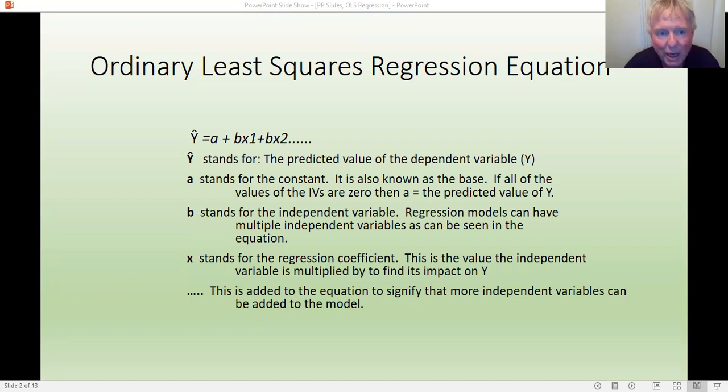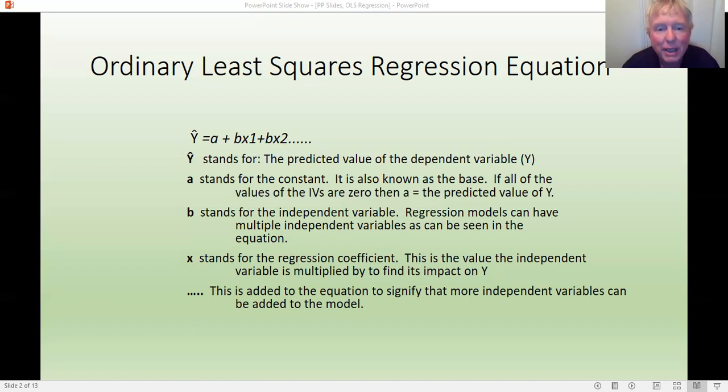So in the equation, y hat stands for the predicted value of the dependent variable. So that's what we're going to try to do, is predict the value of a dependent variable. A stands for the constant. It's also known as the base. If all of the values of your independent variables are 0, then A will equal the predicted value of Y. Okay, that means if all your variables are set at 0, where all the values are at 0, which means 0 times whatever the coefficient is would be 0, then A is your predicted value for Y hat, or the predicted value of your dependent variable.